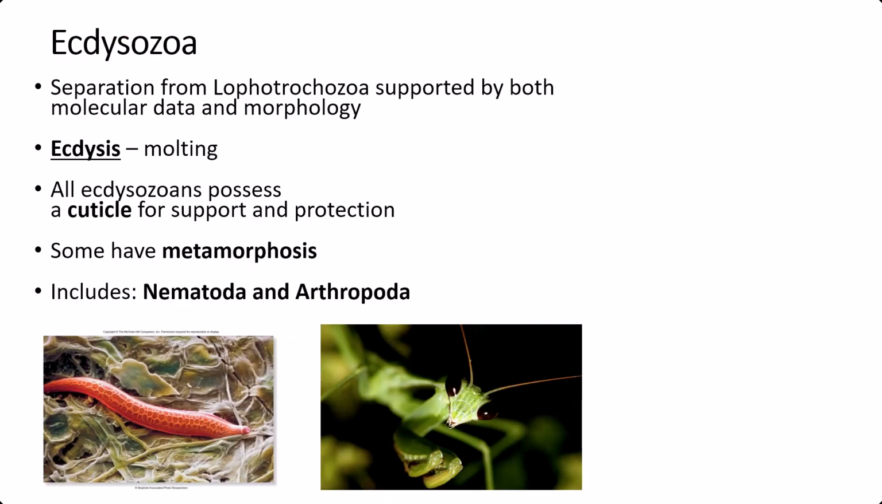So the clade ecdysozoans is separated from that lophotrochozoan clade, both by what they look like, their morphology, and molecular data. Ecdysozoans are named for ecdysis, which is the fancy word for molting. All ecdysozoans possess a cuticle for support and protection. Some of them do metamorphosis, right? Like a caterpillar goes through stages and becomes a butterfly. And this includes the nematodes, which are roundworms, and the arthropods. And we'll talk about both of those phyla coming up on their own slide.